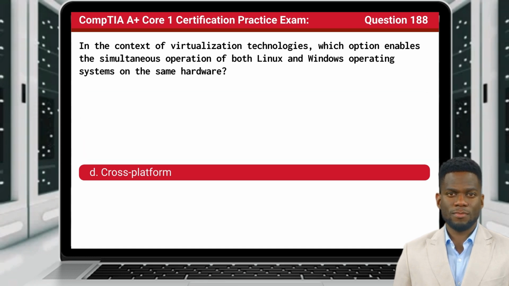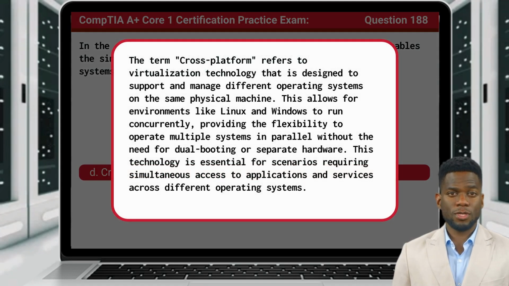The answer is D. Cross-platform. The term cross-platform refers to virtualization technology that is designed to support and manage different operating systems on the same physical machine. This allows for environments like Linux and Windows to run concurrently, providing the flexibility to operate multiple systems in parallel without the need for dual booting or separate hardware. This technology is essential for scenarios requiring simultaneous access to applications and services across different operating systems.